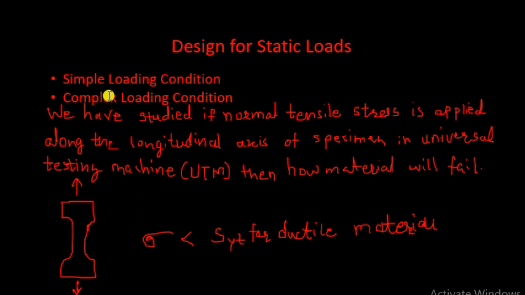We have generally studied two types of loading condition for static loads: the first is simple loading condition and the other is complex loading condition. This first type we will call a simple loading condition. Here you can see only one uniaxial force is applied on the specimen. If there were a different type of force, let us say in the same axis a shear force which causes shear stress or shear strain along with the normal stress in the longitudinal direction, both acting simultaneously, then we will call it a complex loading condition. In the next slide I will explain.